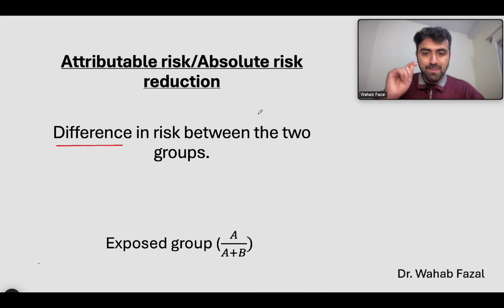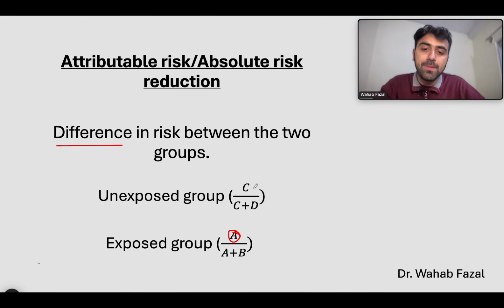First of all, I want you to remember the formula for the risk in the exposed group, which is A over A plus B, total exposed. This is the risk of developing the outcome in the exposed, and the risk of developing the outcome in the unexposed is C over C plus D. So you might be wondering, how does this work? Let's take the help of a simple illustration.